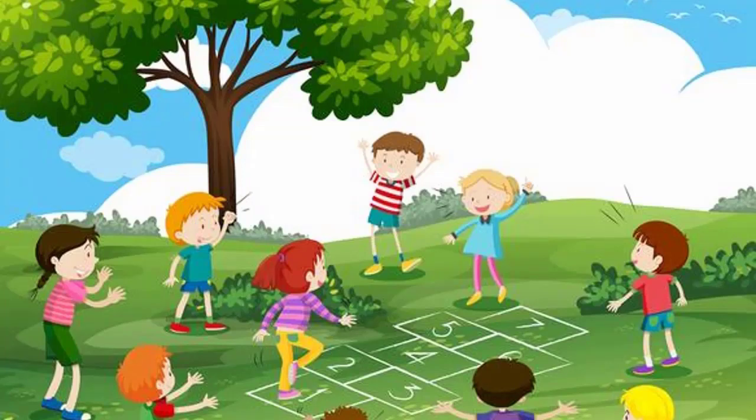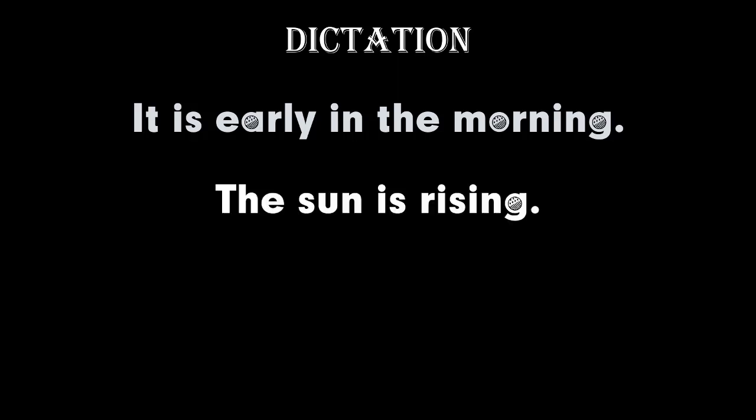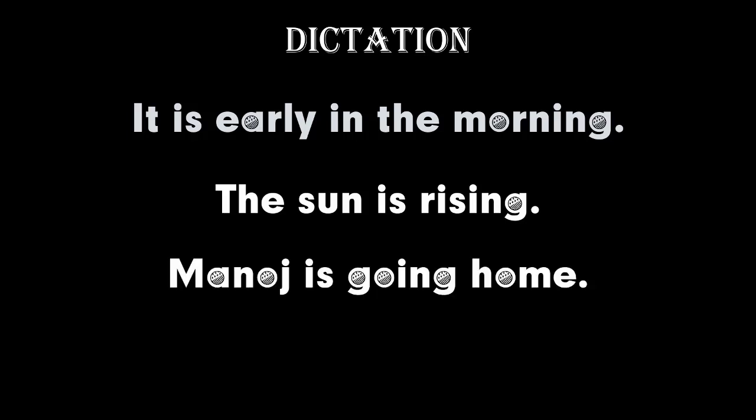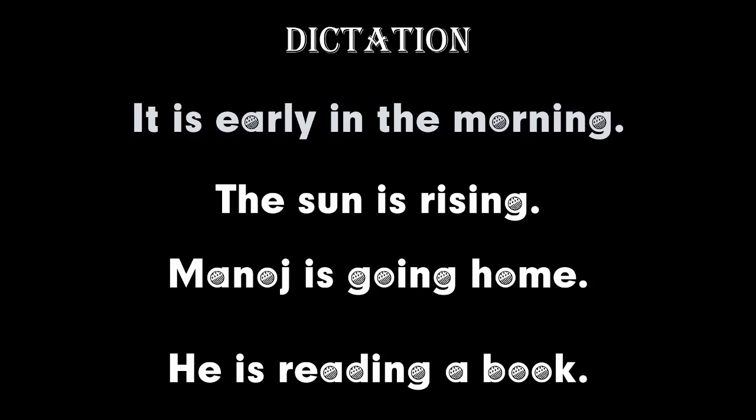So, dear students, read Unit 5 again and again so that you can learn the story well. Now let's have a look at some sentences for dictation from the story. Number one, it is early in the morning. Full stop. Number two, the sun is rising. Full stop. Number three, Manoj is going home. Full stop. And number four, he is reading a book. Full stop.